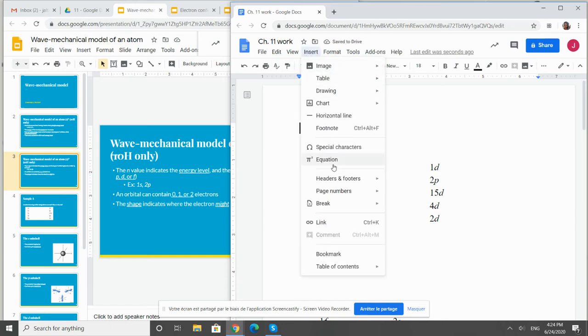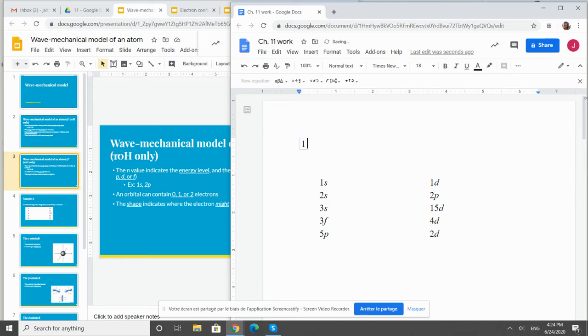So what this really means is that 1s is the only type of orbital allowed in N is equal to 1. So the 1 is for N and S is for the shape. So there's S, P, D, and F. It's always going to go in that order. For N is equal to 2, we've got 2s, 2p. Those are available. Then there's 3s, 3p, and 3d. And then we have 4s, 4p, 4d, and 4f.